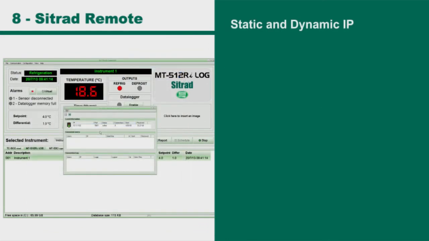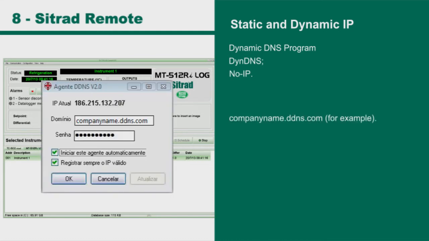Static and dynamic IP. If you've contracted the static IP service from your internet provider, you will not have problems. But if your IP changes daily, the Sitrad Remote loses connection. The reason is that your IP is dynamic. Then you have to install a dynamic DNS program or contract the static IP service. There are several free programs available on the market, such as DynDNS and No-IP. Then install one of these programs on the computer where there is Sitrad Local. These programs provide a subdomain addressing, which we will use in place of the IP.